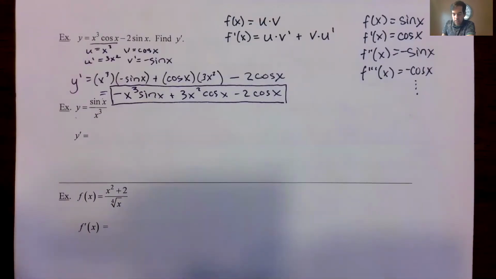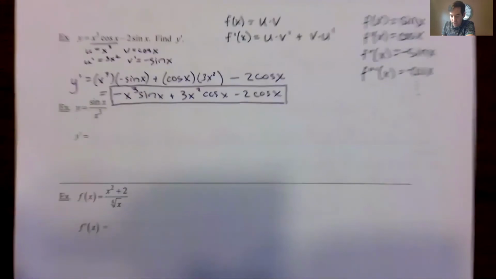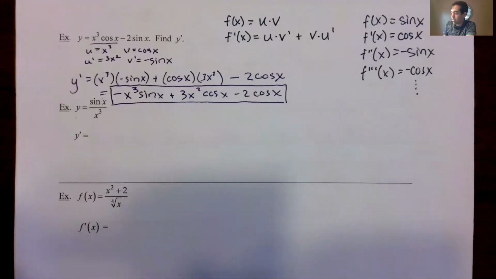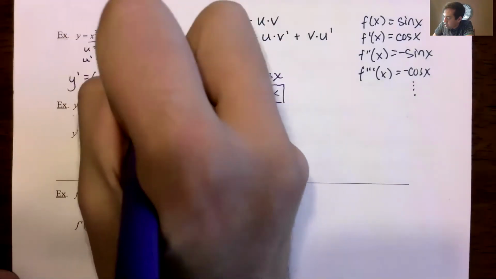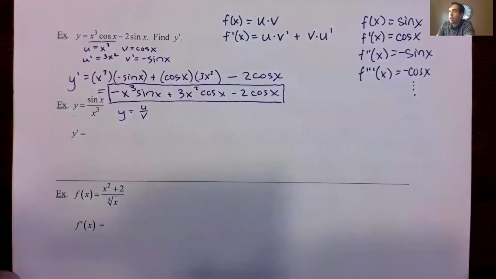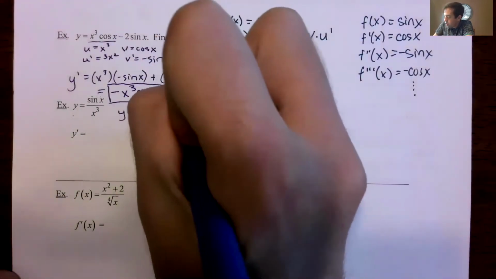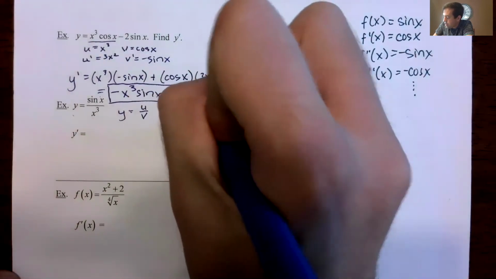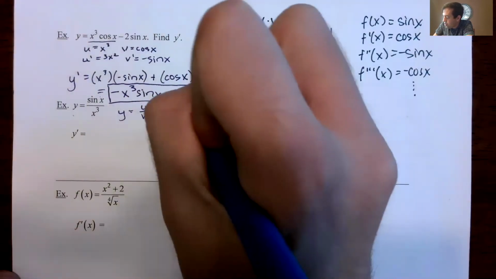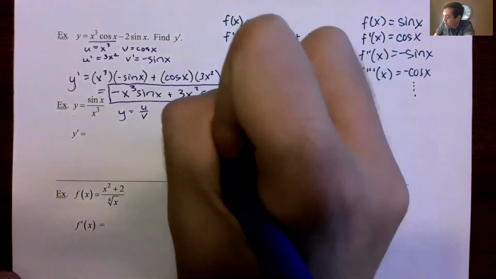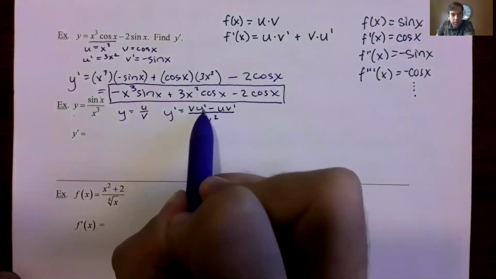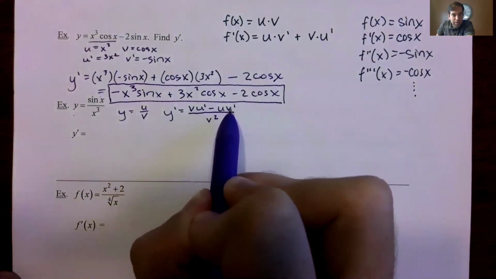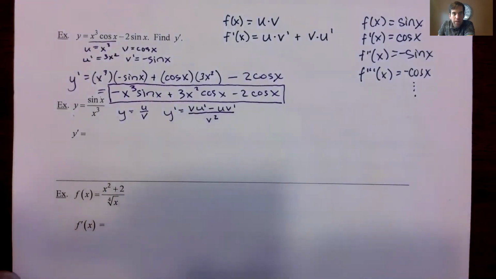Next question: sine x over x cubed. We have a quotient, so we're going to use the quotient rule, which is, if the original is u over v, low d high minus high d low, all over the square of what's below. Maybe you remember that. So it's low times the derivative of the high, minus high times the derivative of the low, all over the square of what's below. Perfect, okay. So let's apply that in this question.